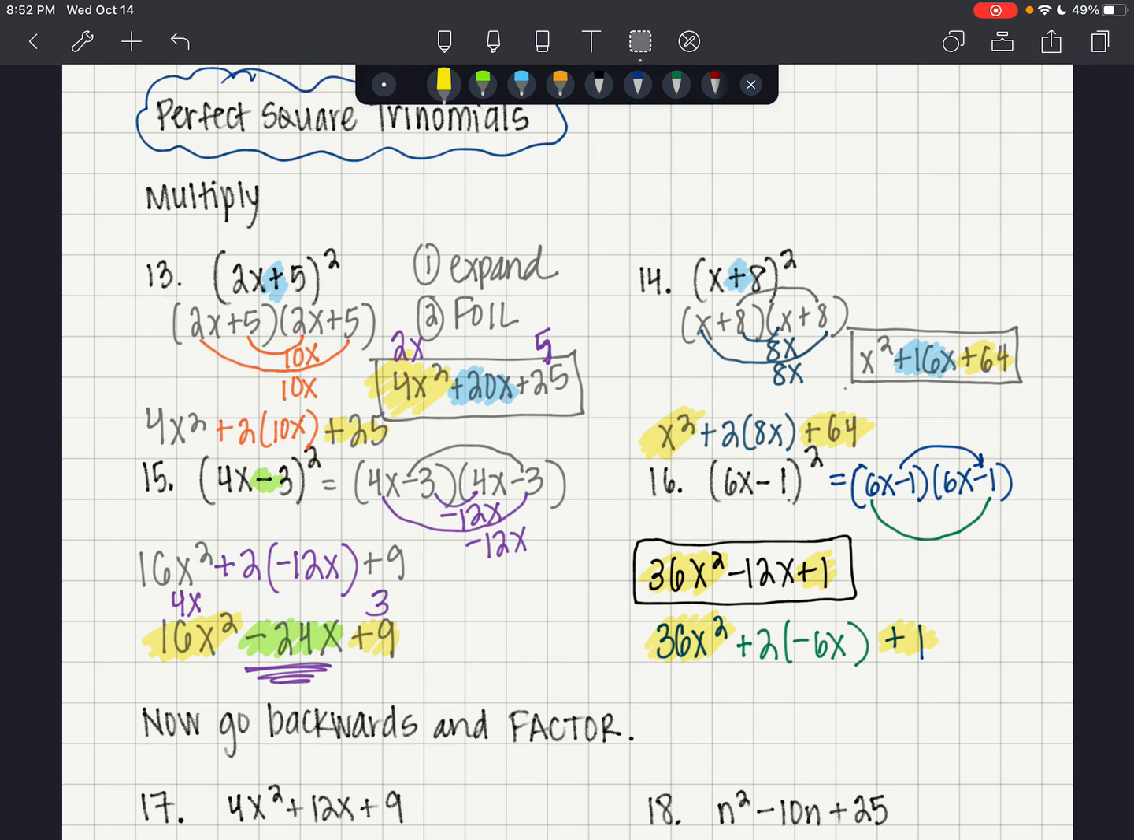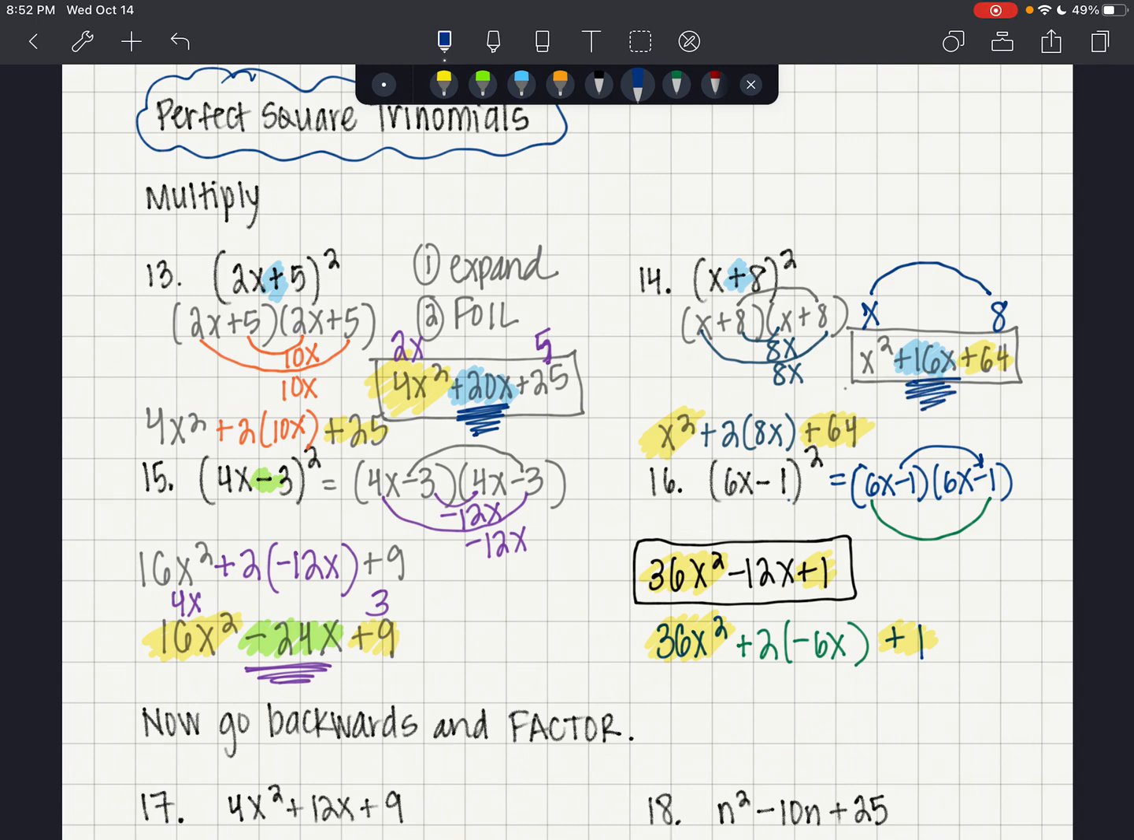Now what's the relationship here? 2x times 5 twice. Okay, let's come over here to the number 14. X squared is a perfect square of x. 64 is a perfect square of 8. What is 8x twice? 16.